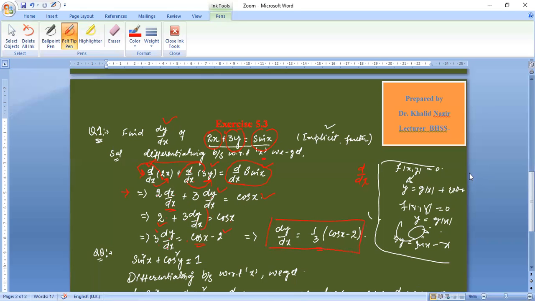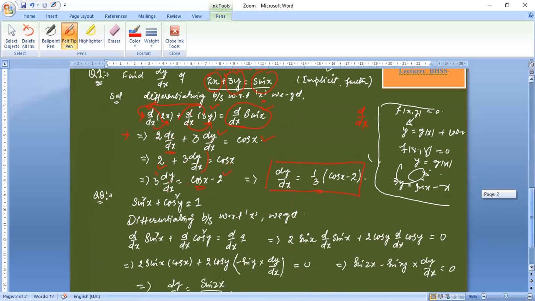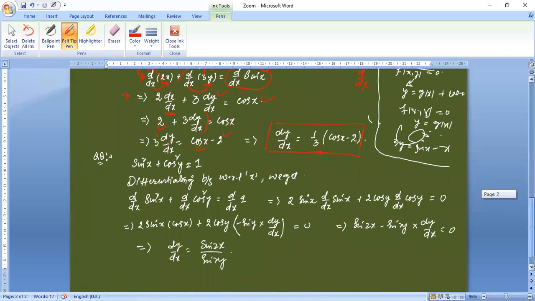Similarly, we have one more question of this exercise, that is question number 8, I think. The question is sine square x plus cos square y is equal to 1. Don't get confused. It's like cos square theta plus sine square theta is equal to 1. Here theta was same, but here x is different, y is different. So it's not that formula actually.